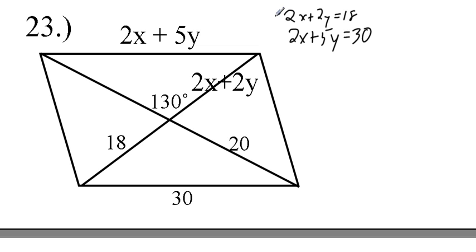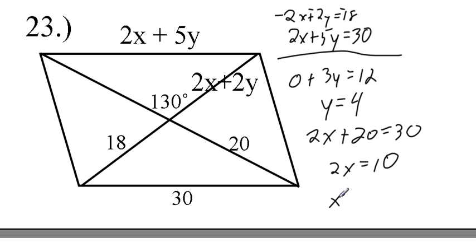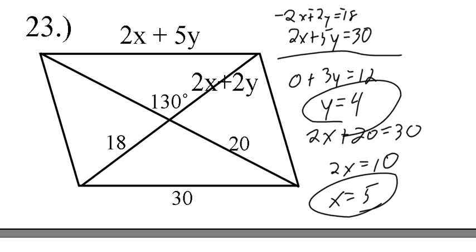Now, I want opposite coefficients, so I'm just going to multiply through by -1 on this top equation. Add the two equations together, and get y equals 12, or y equals 4. Now all I have to do is plug it into one of the equations. So I'll say 2x plus 5 times 4 is 20 equals 30. 2x equals 10, and x is 5. And we've got our x and y solved.